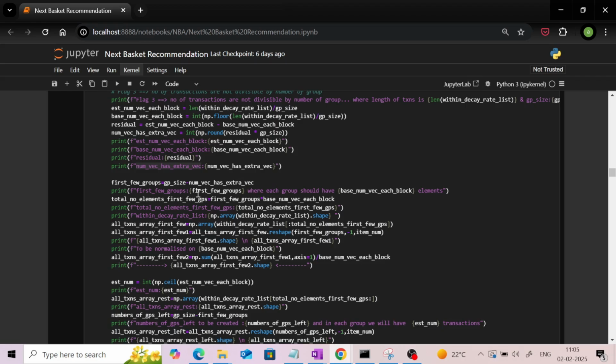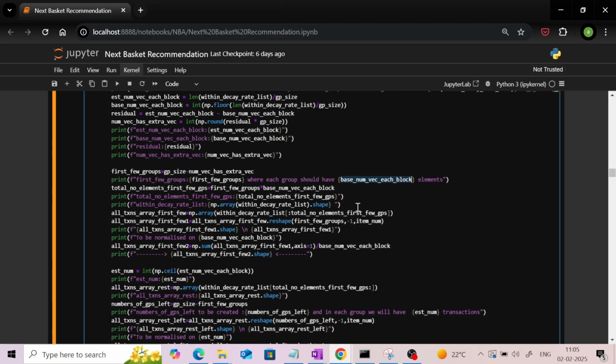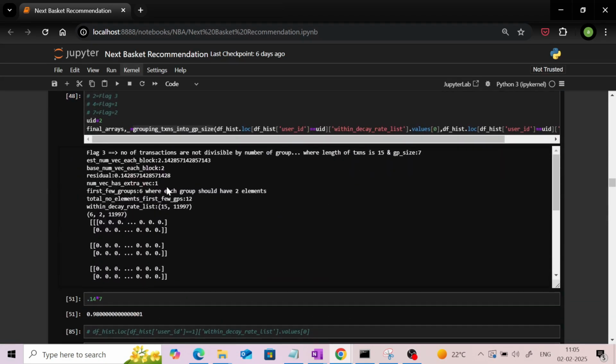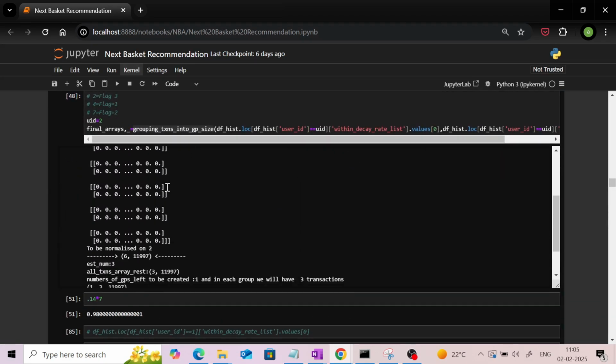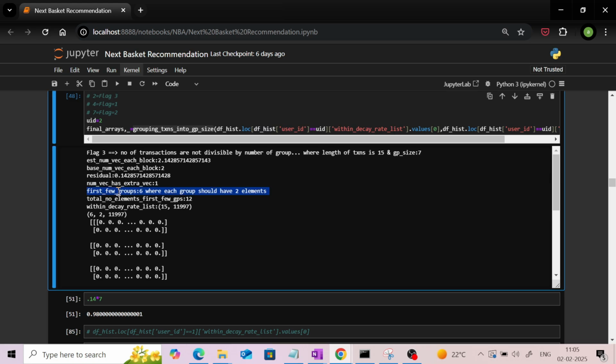So if you see like this print statement where first few groups, where each group should have this many elements or this many transactions. So if you see the output of that, it says first few groups is like 6. So first 6 groups, where like each group should have 2 elements. So 12 transactions are completed. Elements and transactions are kind of the same thing. I will be using interchangeably. So in the first 6 groups, we'll be taking like 2 transactions into each of the group. So first 12 transactions are being handled easily.